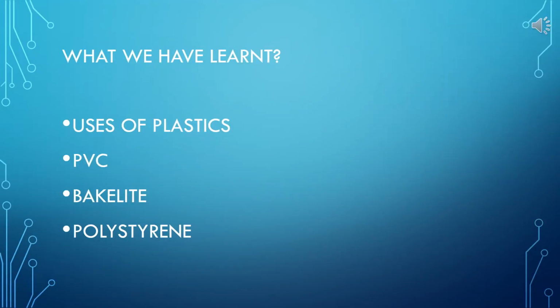Dear children, I hope things are getting clear to you. In this chapter, in the beginning, we studied about synthetic fibers. Now, in the last two videos, I explained about plastics and their types, their uses, and the most common plastics are PVC, bakelite, polystyrene.